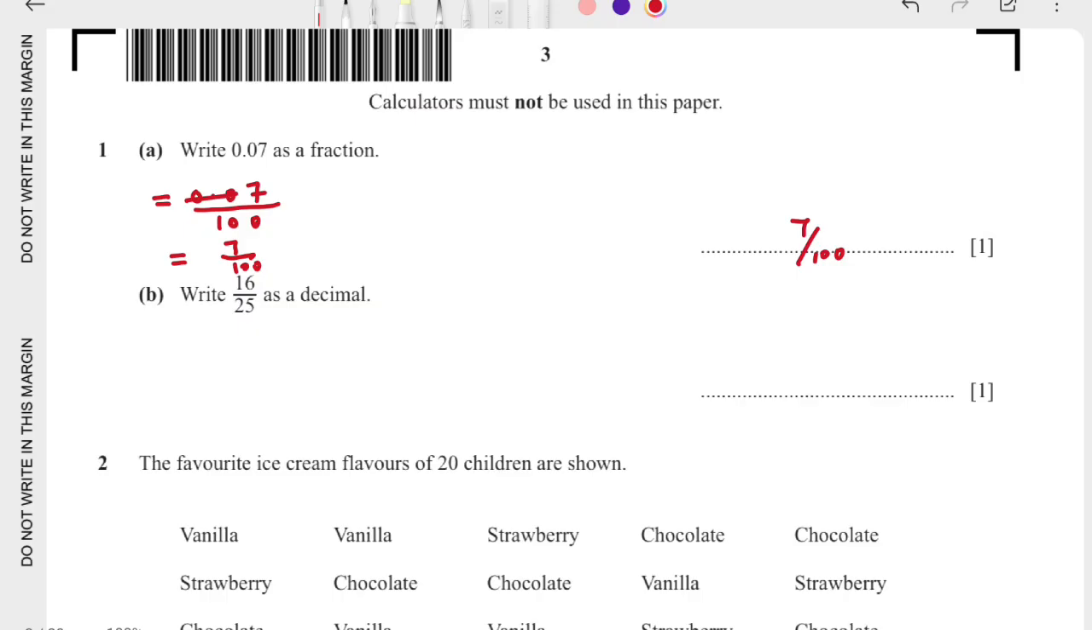Part B. Write 16 divided by 25 as a decimal. 16 divided by 25. We'll multiply 25 by 4 and 16 by 4 as well. So this becomes 64 divided by 100. Now the final answer would be 0.64.